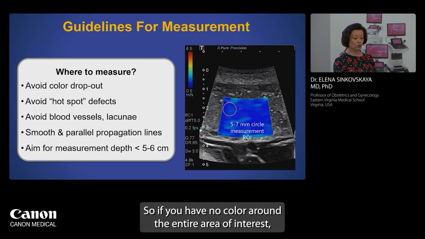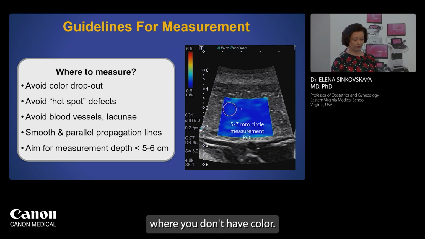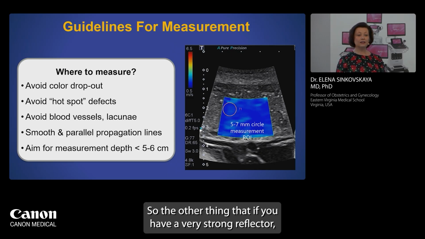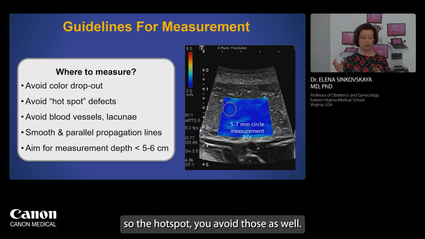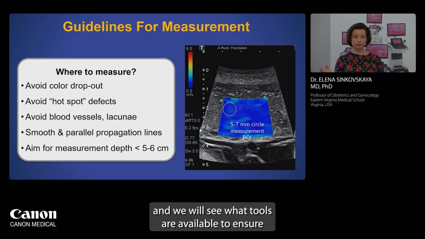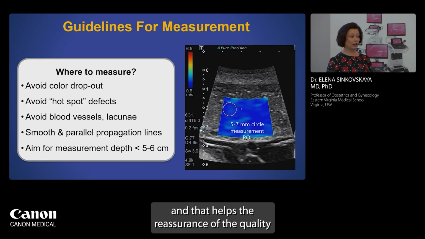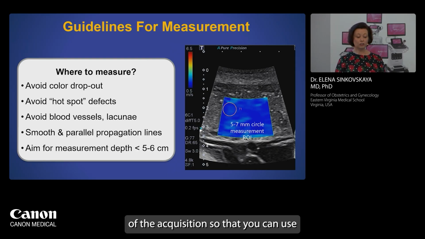So if you have no color around the entire area of interest, you don't really apply the measurement where you don't have color. The other thing: if you have a very strong reflector, the hard spots, you avoid those as well. And we will see what tools are available to ensure that the measurement is correct, which helps the reassurance of the quality of the acquisition.